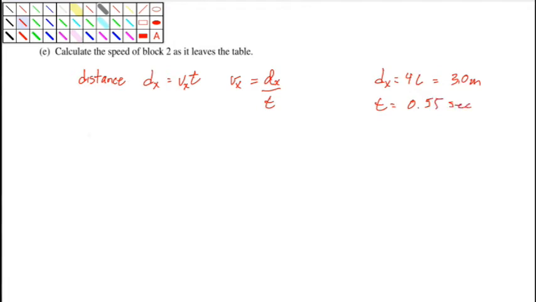So this initial velocity for block 2, we'll call this just Vx. That's going to be 3.0 divided by 0.55, and we're not going to stick too closely to significant figures, just to give us some playing room here. And this becomes 5.45 meters per second. And that's the speed of block 2 as it leaves the table.